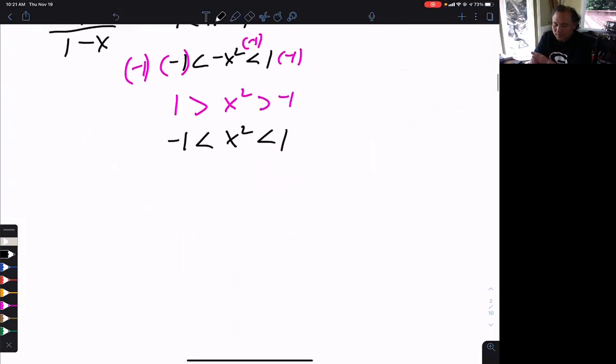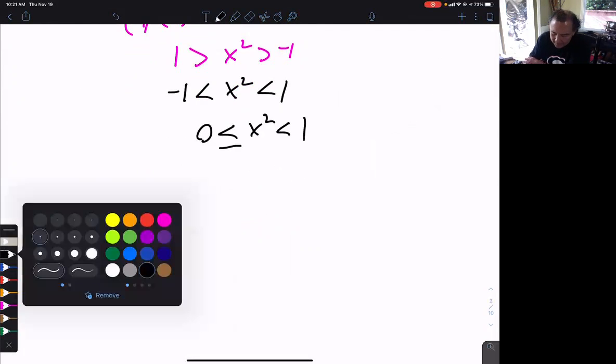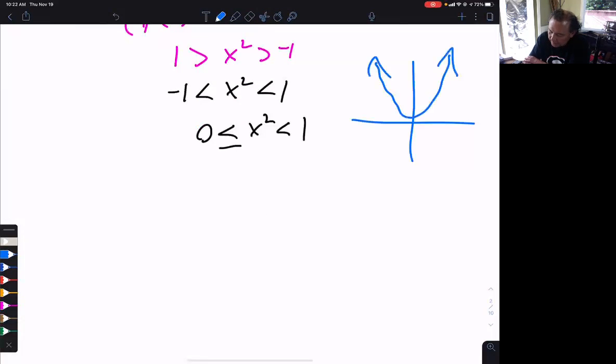Now, let's talk. So what values of x will work here? Well, x squared is always going to be positive, never negative. So we can do this. Now, the square rooting, let's look at x squared, see what it looks like. The graph of x squared looks like this, right? And you want the y value, let me circle this, to be less than 1.